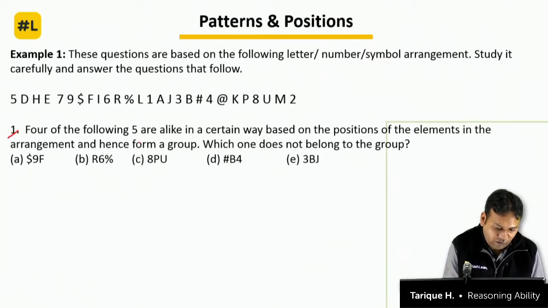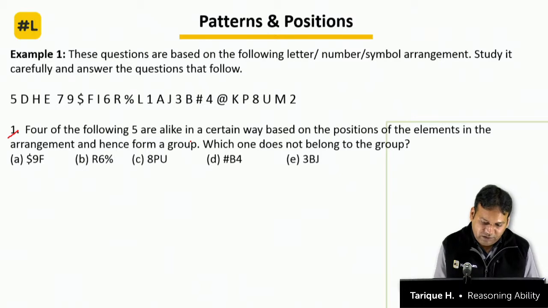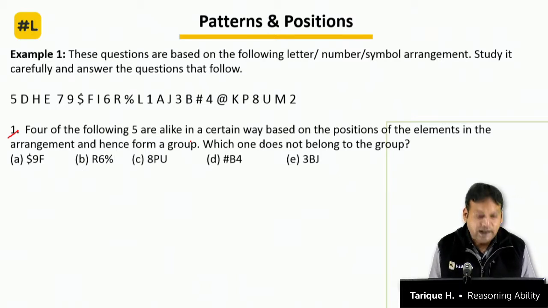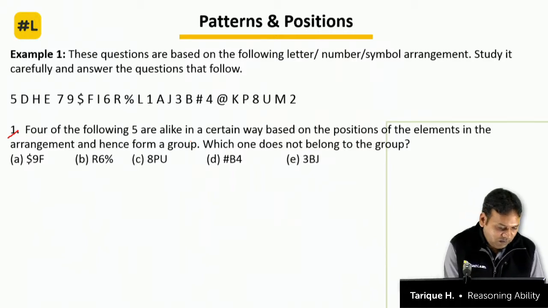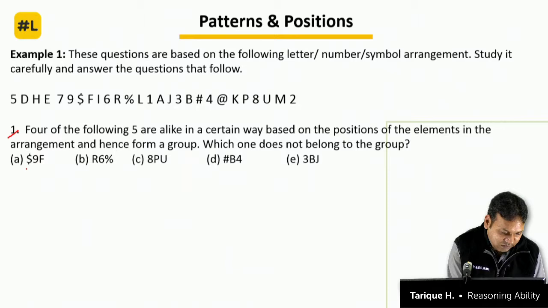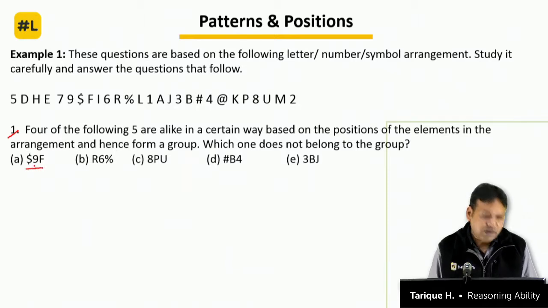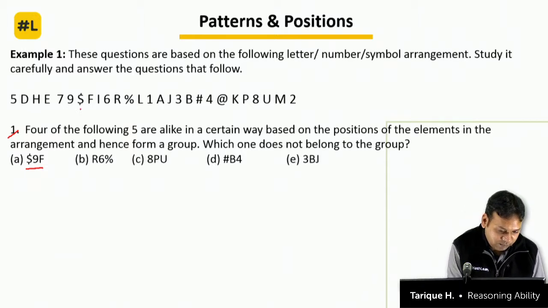If you look at the question here, 4 of the following 5 are alike in a certain way based on the position of the elements in the arrangement and hence form a group. Which one does not belong to the group? One by one we'll start observing each of these. The first one says $NF. Look at the sequence and see where we find dollar. Dollar is here, and we look at N and we have F here.